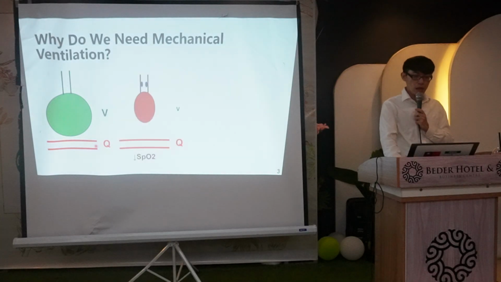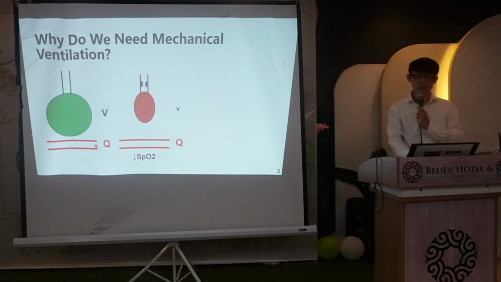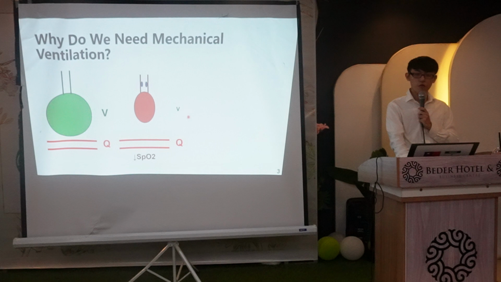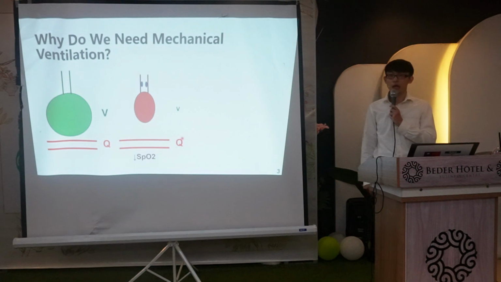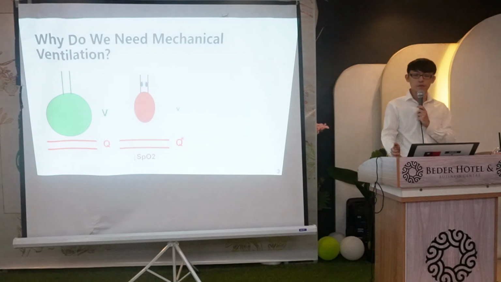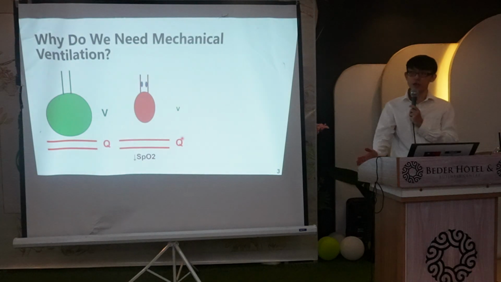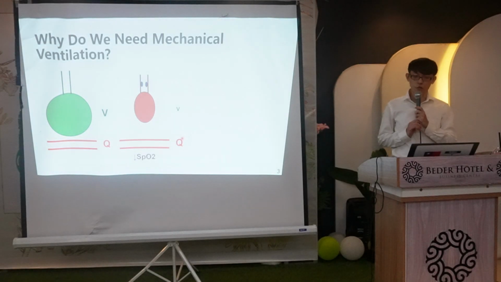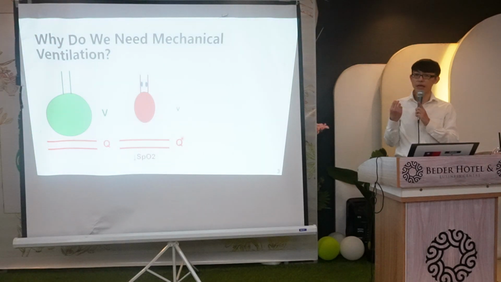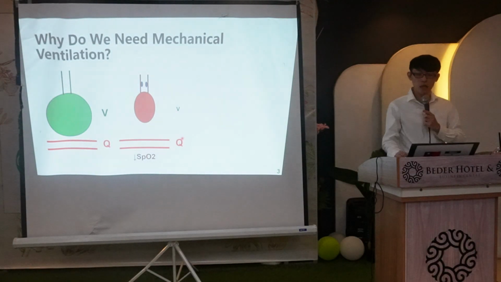However, in some patients with diseases like obstructive disease, there is partial obstruction of the airway. This decreases the ventilation, but the perfusion is still normal, so the ratio will decrease. This is called VQ mismatching, or low VQ. V is low but Q is normal. This can cause decreased saturation, which you will see on the pulse oximeter.